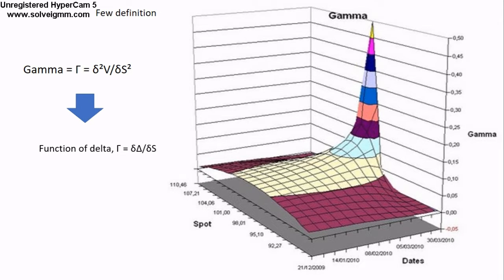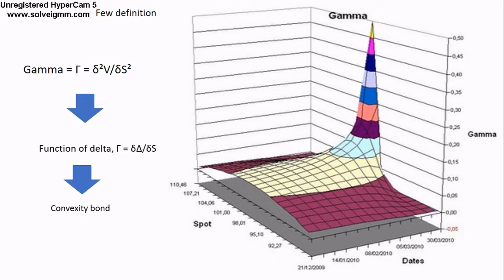So with gamma we can see how the delta moves. And this is important because gamma measures the rate of change of the delta of the option with respect to a move in the underlying asset. So, in a few words, gamma tells us by how much the delta of an option would increase when the underlying moves by $1. Okay? And this is also called convexity.